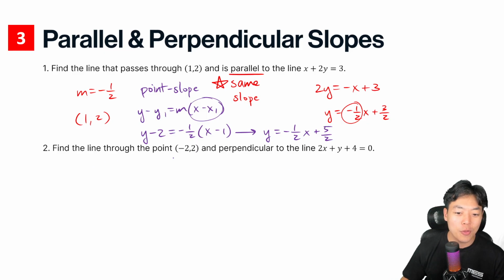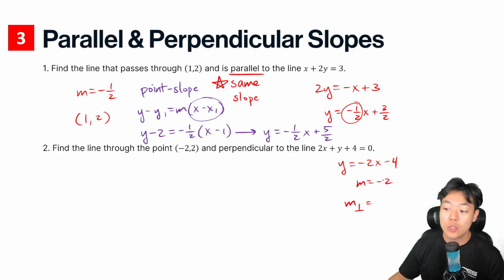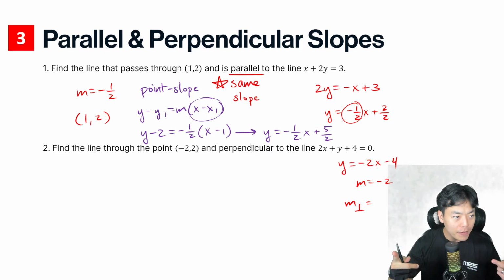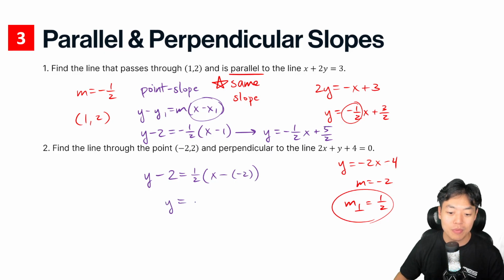Beautiful. Find a line through the point negative 2, 2 that is perpendicular. So again, we have to solve for y first. We get negative 2x minus 4. And the slope here is negative 2. In order to get the slope that is perpendicular, we take the negative reciprocal. So negative of negative 2 is positive 2, and flip it. So that becomes 1/2. There's my new slope. Using point slope form, I'll get y minus y sub 1, which is 2, equals our new slope of 1/2, times x minus x sub 1, which is negative 2. Let's go ahead and distribute, simplify. We get 1/2 x plus 1 plus 2, which is plus 3.